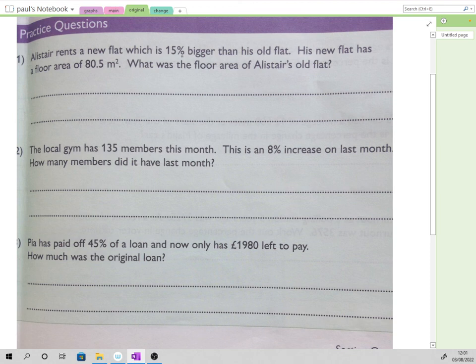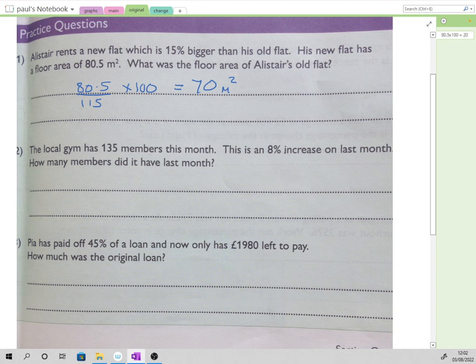So this is bigger. So this represents 115%. So if we do 80.5 divided by 115 times it by 100, 80.5 divided by 115 times 100 equals 70. See how the numbers come out nice? 70 meters square.